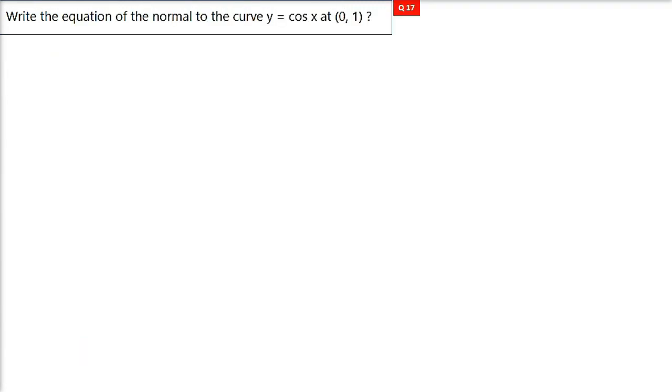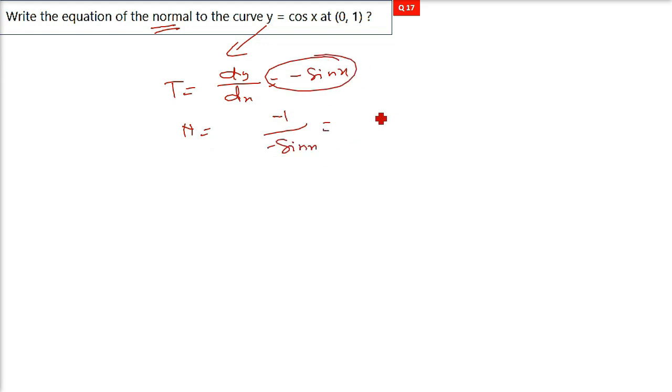Write the equation of the normal to the curve y equals cos x at (0, 1). First we'll find out the tangent, then we can go about the normal. Y is equal to cos x, dy by dx will be equal to the derivative of cos x, which is minus sin x. Now what will be the value? Because (0, 1) is already given, x and y is already given. This is the tangent, remember. So we have to find out the equation of the normal. The point is already given. What will be the normal? It will be -1 divided by minus sin x. It is going to be 1 by sin x.